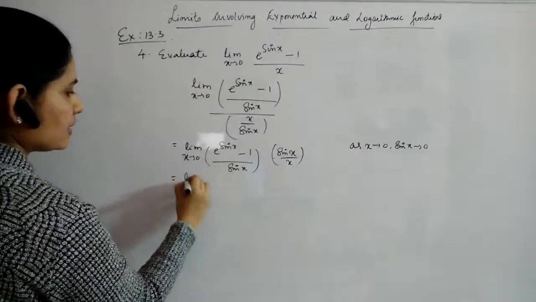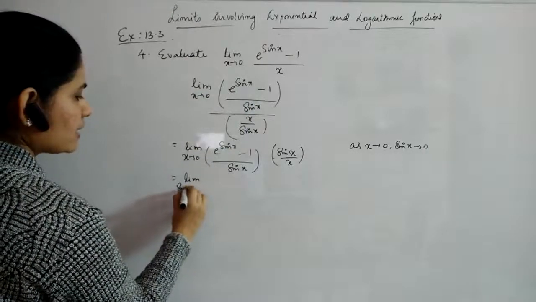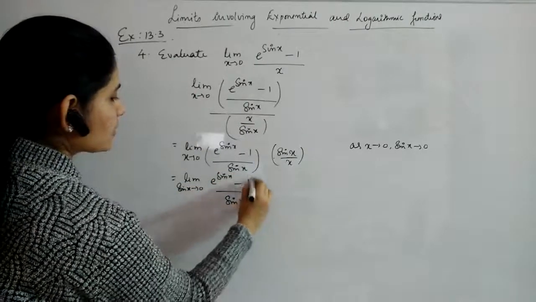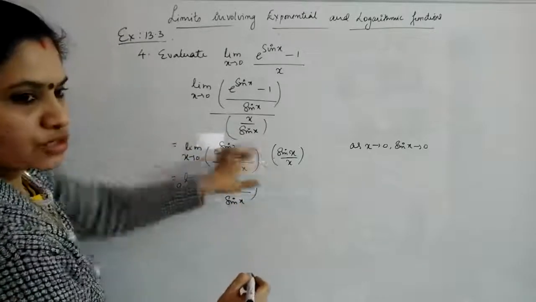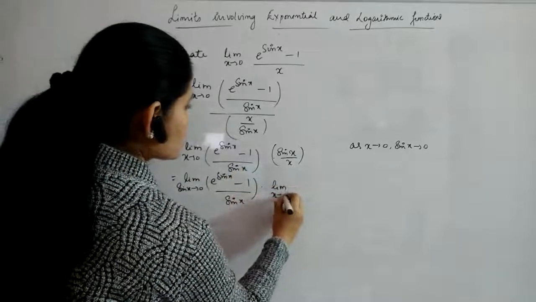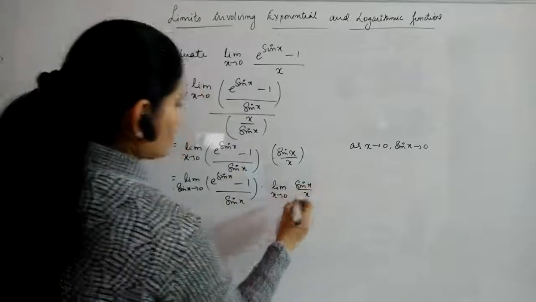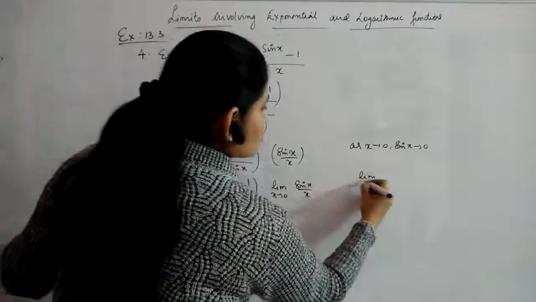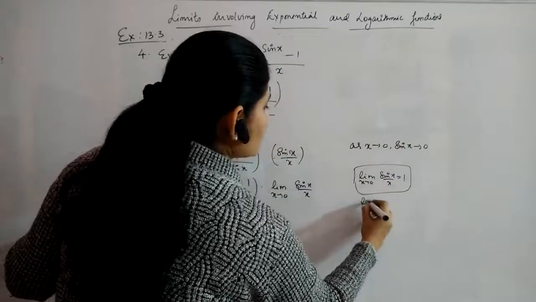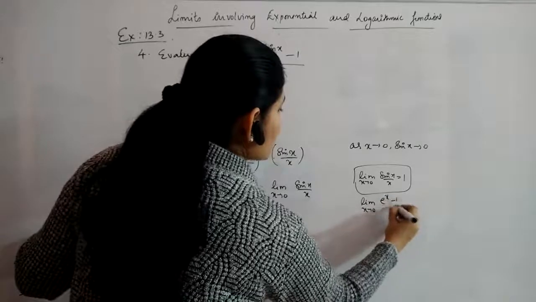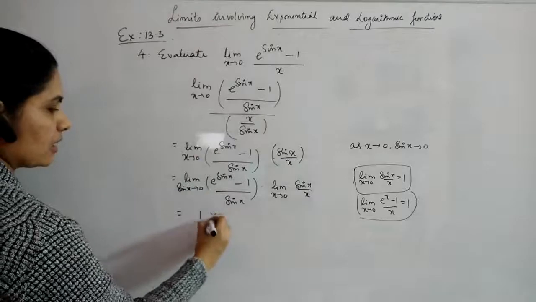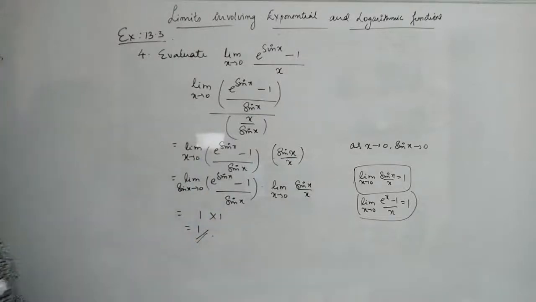So here we can change the limit: instead of x we can write sin x tends to 0, (e raised to sin x minus 1) by sin x, into, again applying the limit to both. The limit of the product is equal to the product of the limits. So we can apply here also limit x tends to 0, sin x by x. We have studied that limit x tends to 0, sin x by x is equal to 1, and limit x tends to 0, (e raised to x minus 1) by x is also equal to 1. So applying those two here, you get 1 into 1, which is equal to 1.